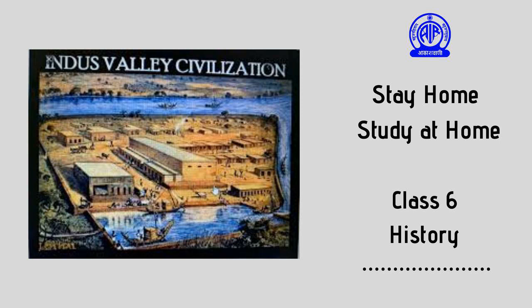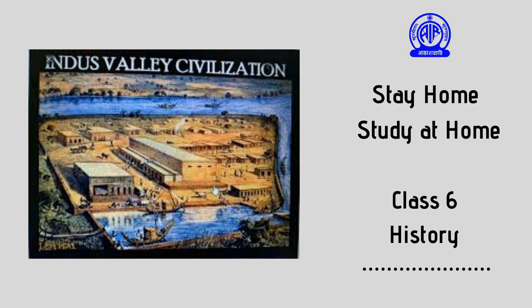Mohenjo-daro, Harappa and Lothal had big storehouses. Now, we had studied earlier also that the hunters and gatherers stored grains and vegetables. Okay, now here also in Mohenjo-daro, Harappa and Lothal, they had big storehouses.